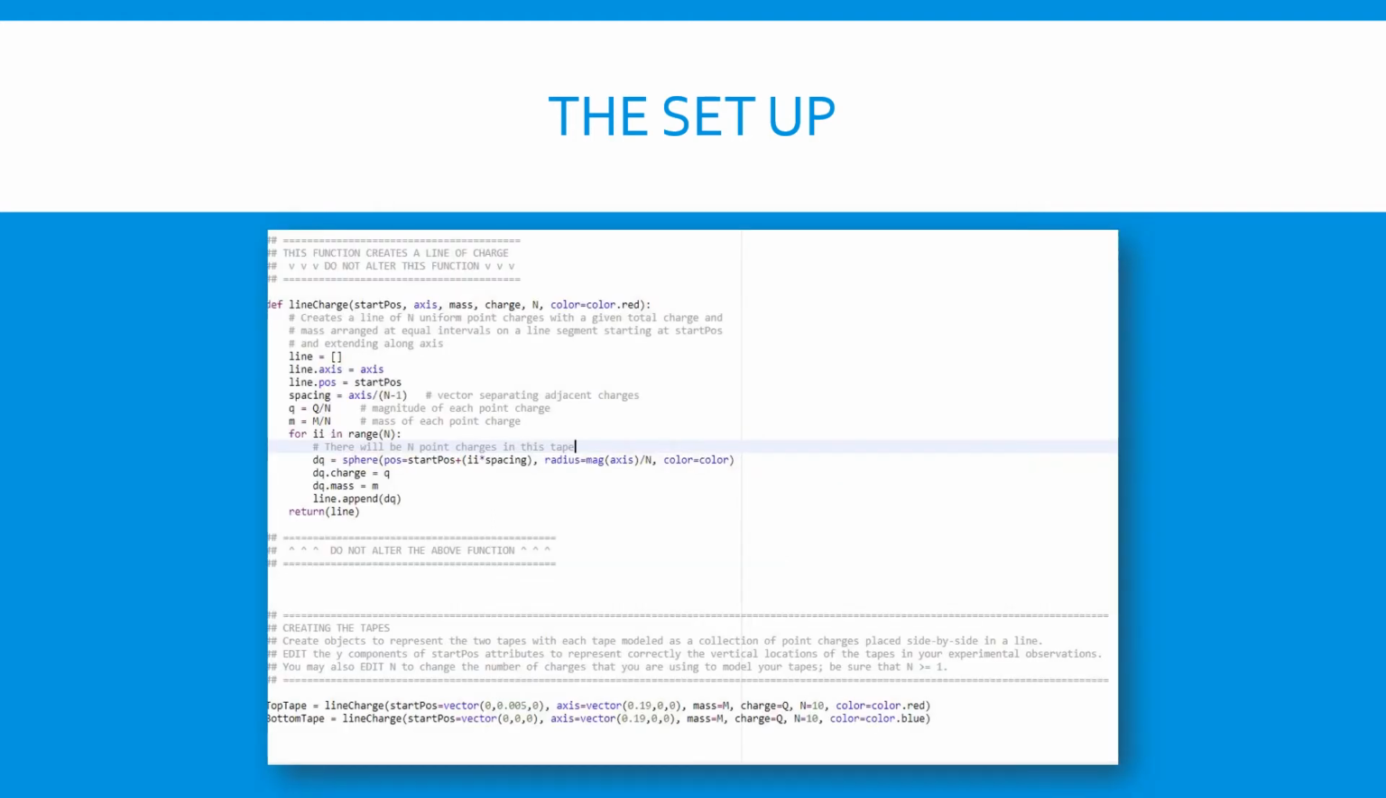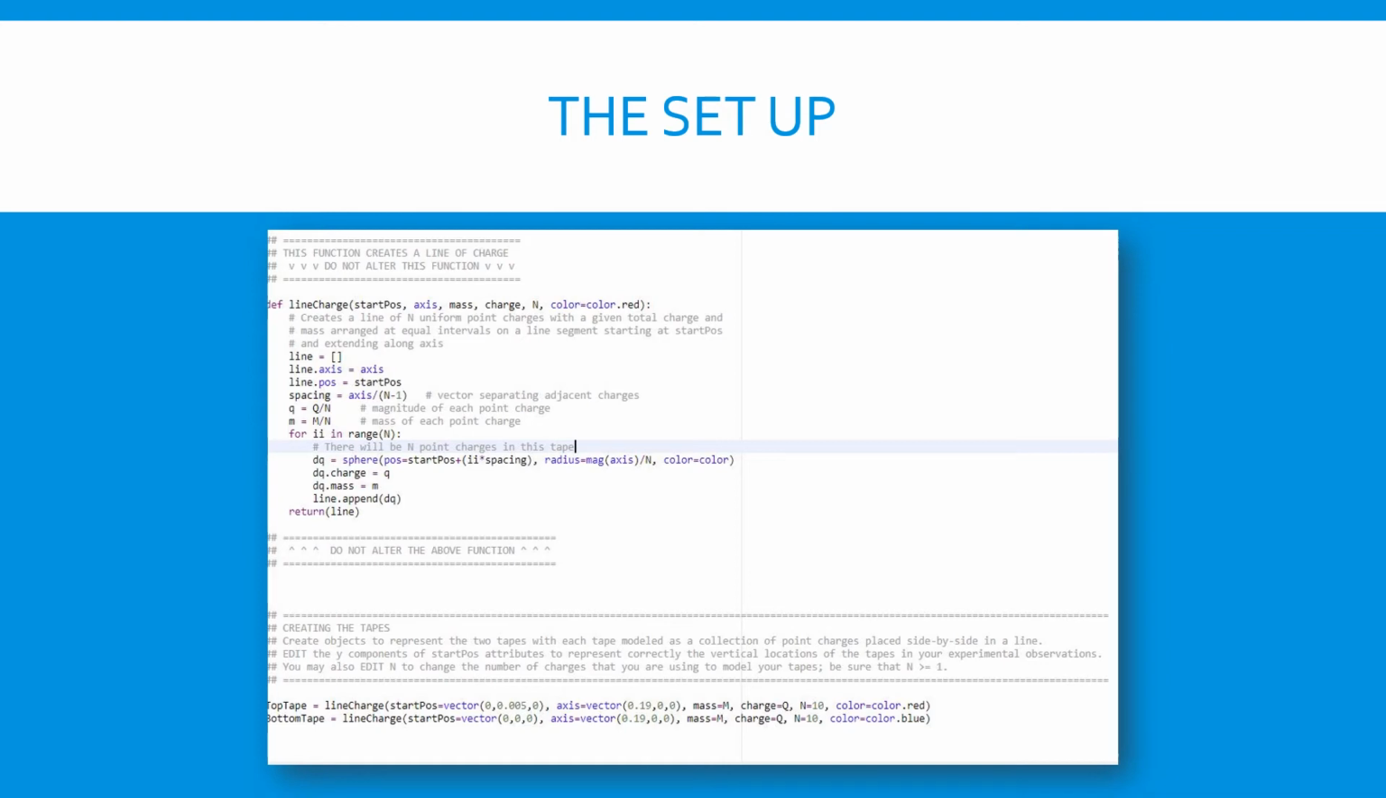This next part essentially creates the pieces of tape. The first part, the line charge function, creates a series of uniform point charges that, given the total charge Q, divides them equally and lets you know along the axis of the tape how many charges you need and how much they're worth.